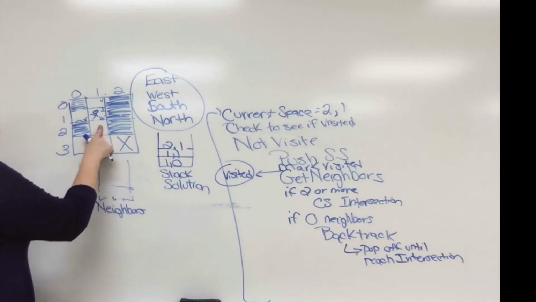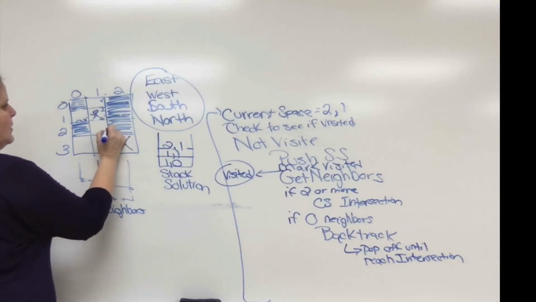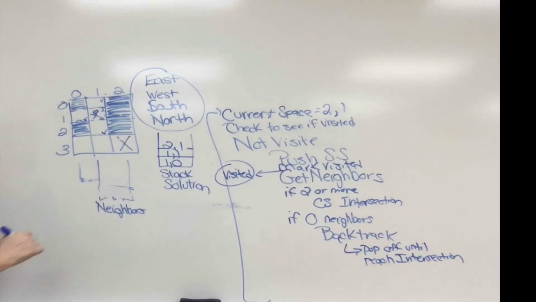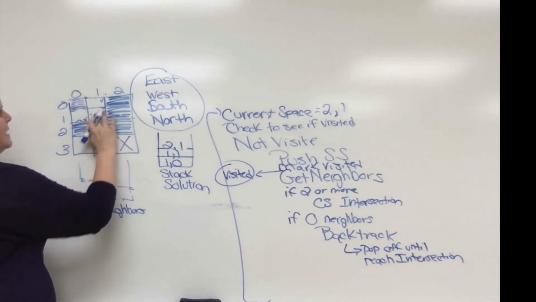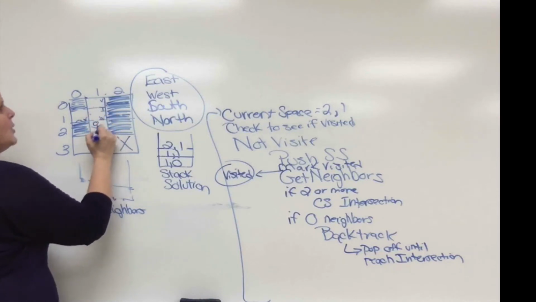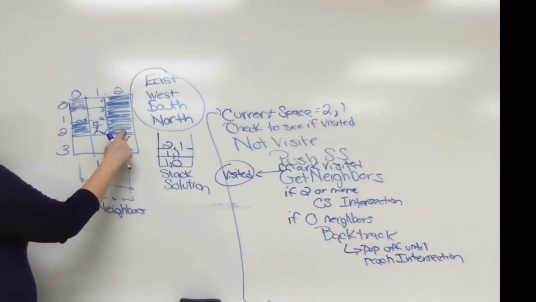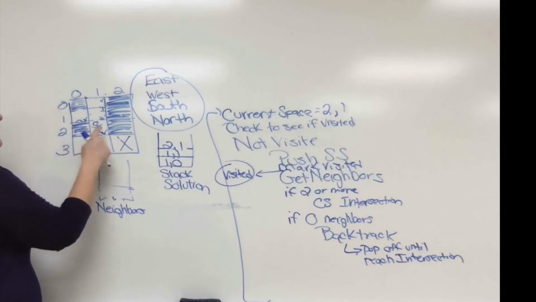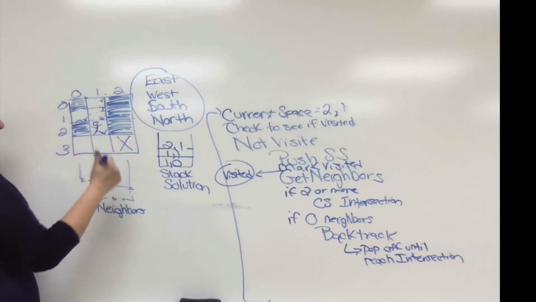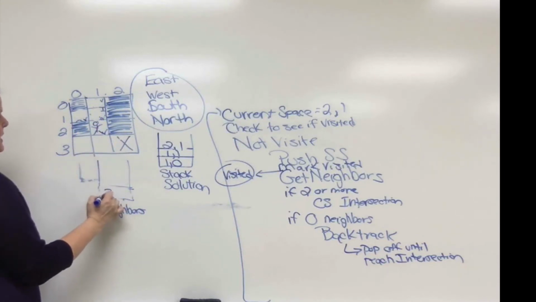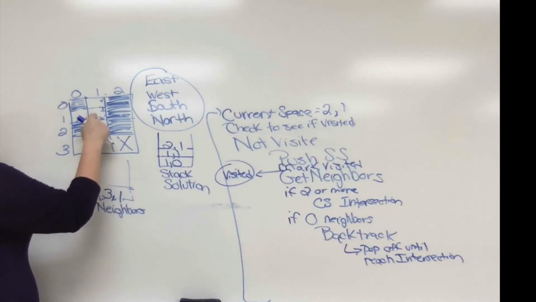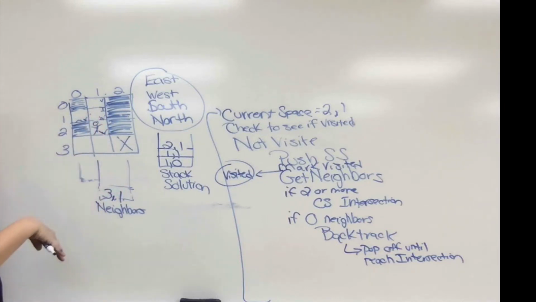And if I get here, I check to see if it's been visited. It hasn't. Mark it as visited. Get the neighbors. So now I'm sitting here. Go in the same order. Check east, wall. Check west, wall. South. It's valid and it hasn't been visited. So I'm going to put 3, 1. Check north. Well, it's been visited, so I'm not going to put it on there.